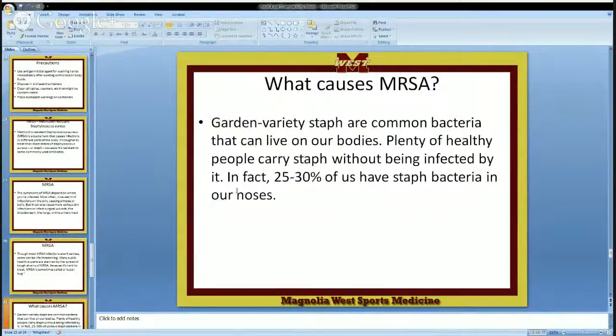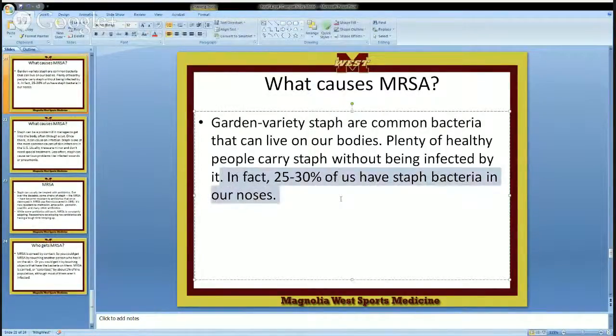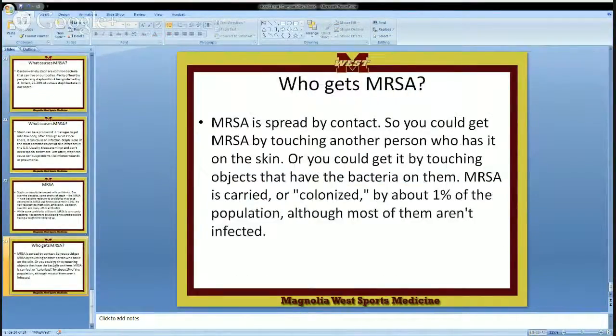That is on slide 18, so let's cruise down to slide 21. Look at that, you get to skip 3 of those slides. The garden variety staph lives in our body. In fact, 25 to 30% of us actually have staph in our noses. That doesn't necessarily make it MRSA, but it is a staph infection or staph bacterium. And your last one is on slide 24. How do you get MRSA or how do you get staph?